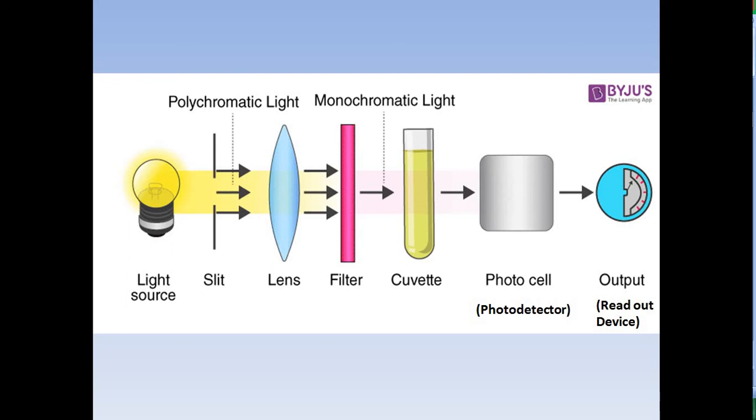Now this light will pass through the cuvette. A cuvette is actually a glass tube containing the solution. It will pass through the cuvette and reach the photocell or the photodetector. The photodetector is connected to the readout device, and it will give the absorbance or the optical density of the solution contained in the cuvette. Monochromatic light means light of a single wavelength or single color.